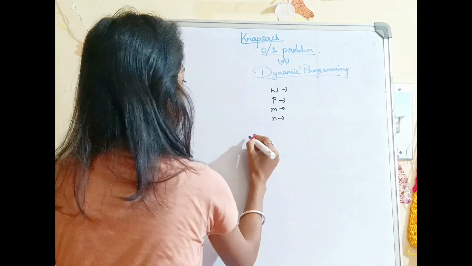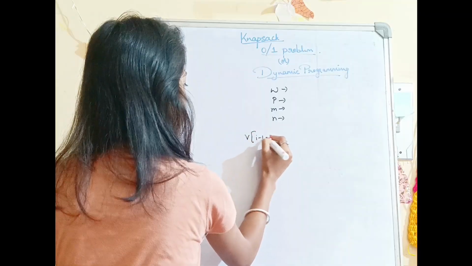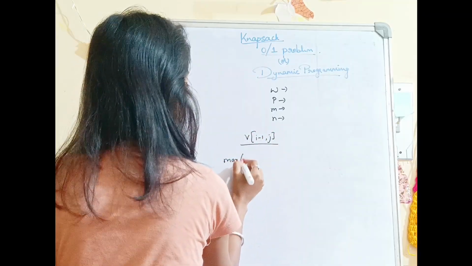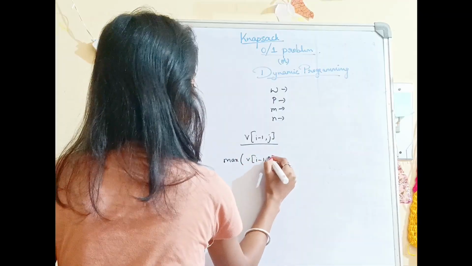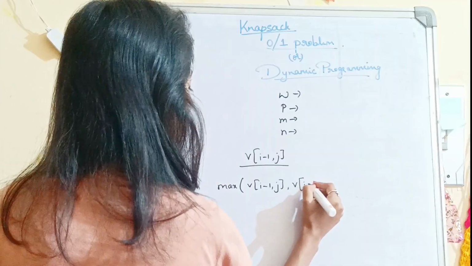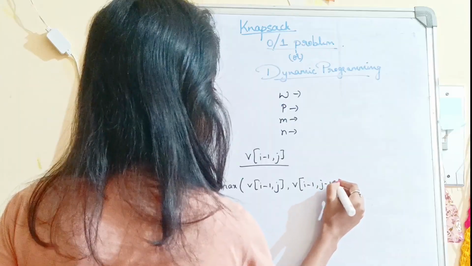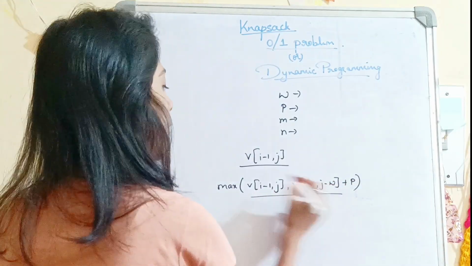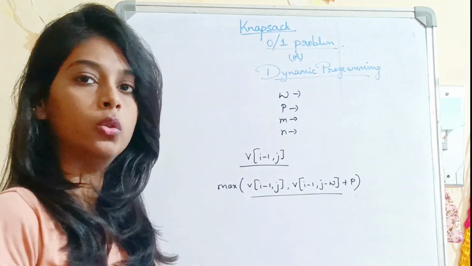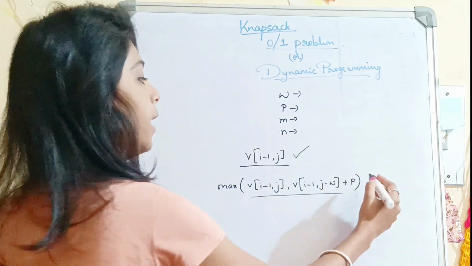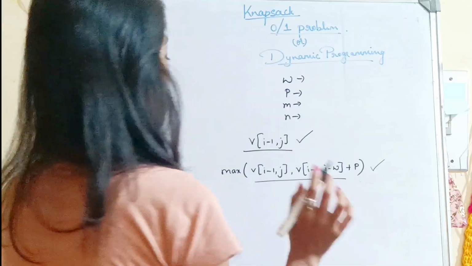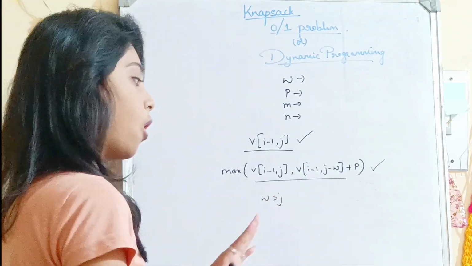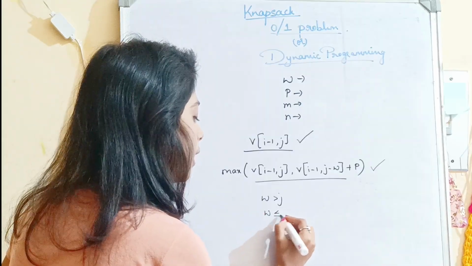We have two formulas. One is V of i minus 1 comma j. The other is max of V of i minus 1 comma j, and V of i minus 1 comma j minus W, plus P. You have to know when to use which formula. Usually we have two criteria: W is greater than j, or W is less than or equal to j.